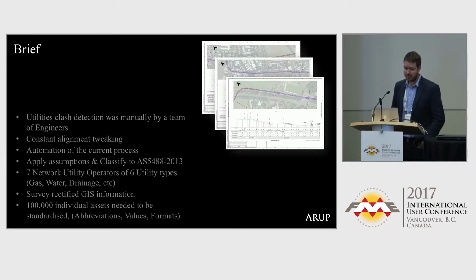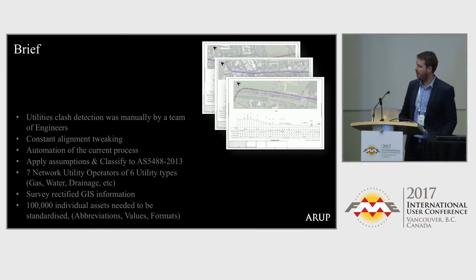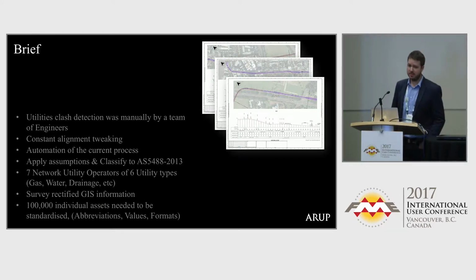They had constant alignment tweaking, which was kind of the bane of every design engineering project. Might only be a half metre here, half metre there, or might be a little pinch vertically, but it was quite annoying to deal with. And probably the key one out of this process is the standardisation to AS5488. That's an A, B, C, D classification for the confidence you have in the location of the underground utility. We've utilised it for a lot of projects now. We've kind of bastardised it for other projects for location of other survey features and things like that.